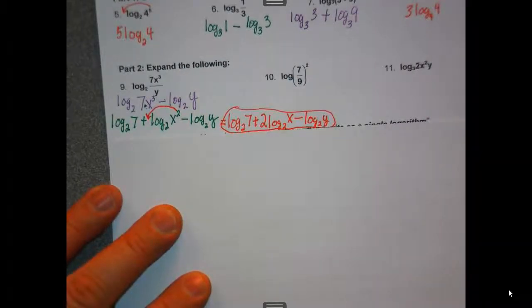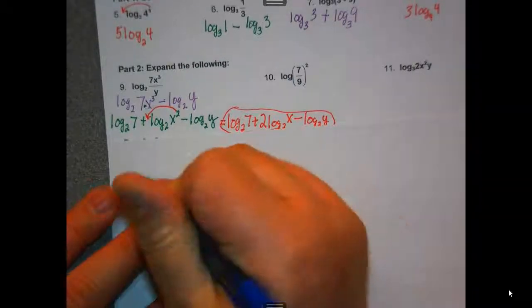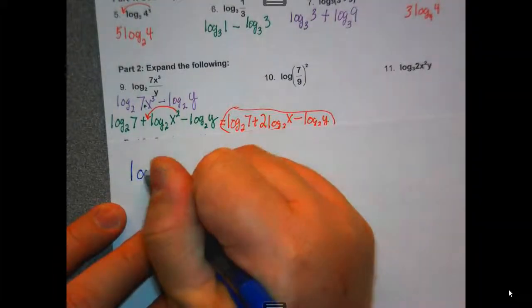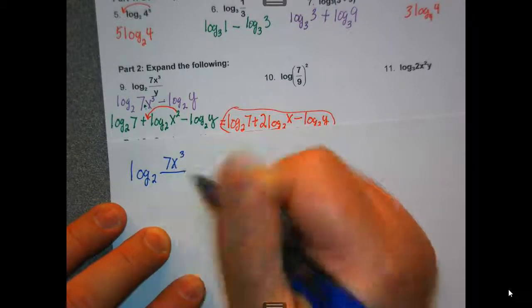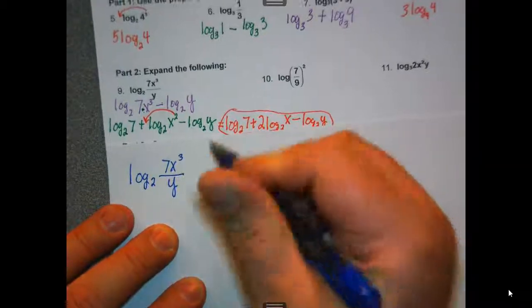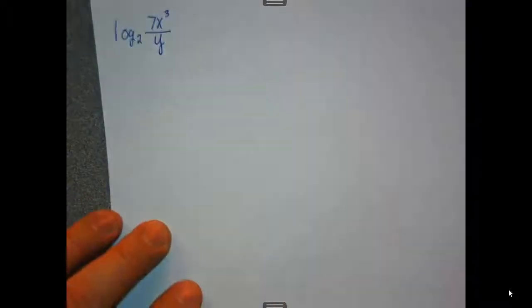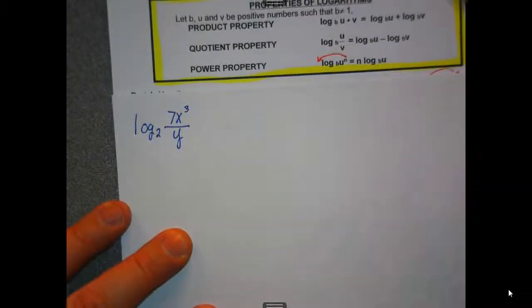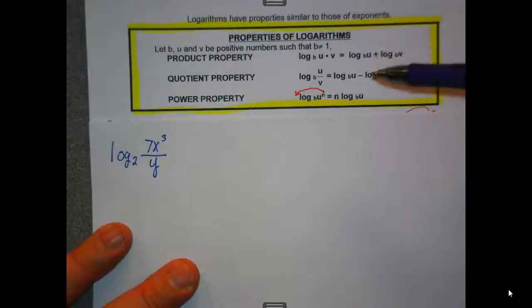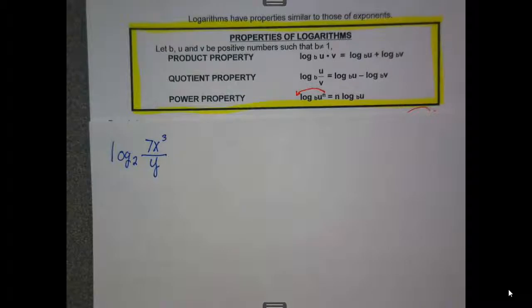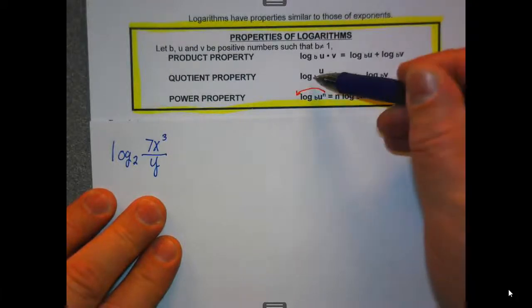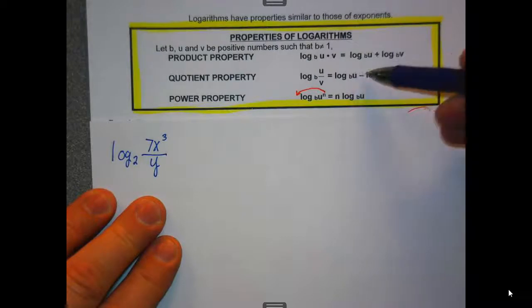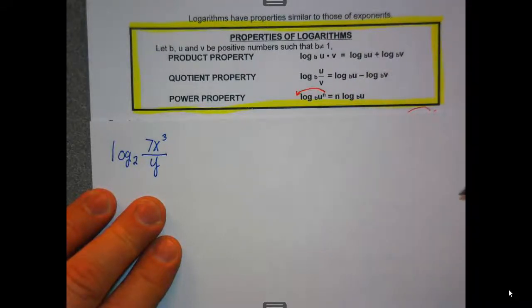Okay, so here's my problem. Log base 2 of 7x cubed over y. Okay, so I have to expand this, and I'm going to use my properties. Which one do you want to use first? Quotient. Okay, I have a fraction. So that equals my log of my numerator minus the log of the denominator. You have any problems with that?